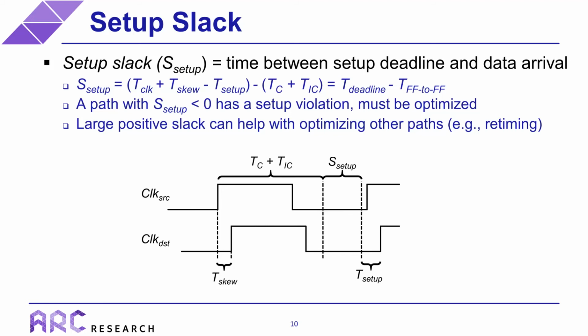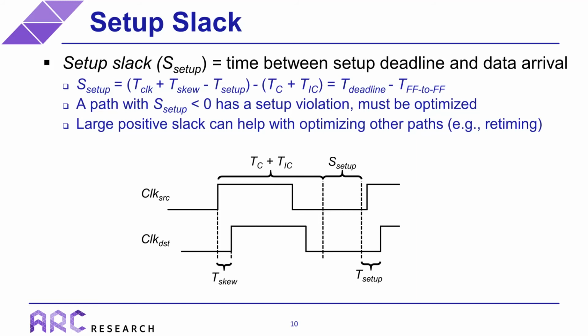One term you will see a lot during timing optimization is slack, specifically setup slack. Now, this setup slack is the difference in time between the setup deadline and the time when data arrives at the destination flip-flop. So again, this deadline is the clock period plus the clock skew minus the setup time, and the data arrival time is the sum of the cell and interconnect delays, which was just the delay between flip-flops.